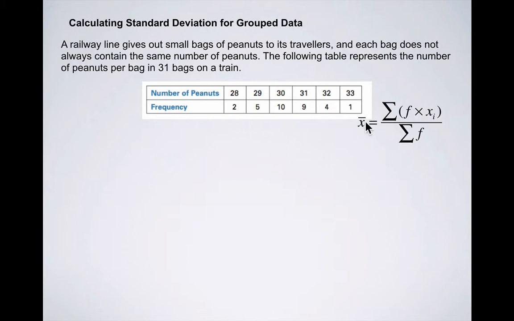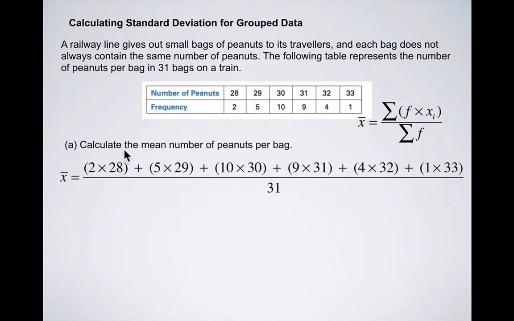So to calculate the mean, you take the sum of the frequencies times the data value, and then you divide by the sum of the frequencies. So for example, in this case, we're going to do 2 times 28, which is the frequency times that data value, and then we add 5 times 29, so this is from the table, and we divide by 31. Again, you could make the argument that this is a sample and divide by 30, which would create a standard deviation that is a little bit larger. So you get a mean of 30.4 peanuts per bag.